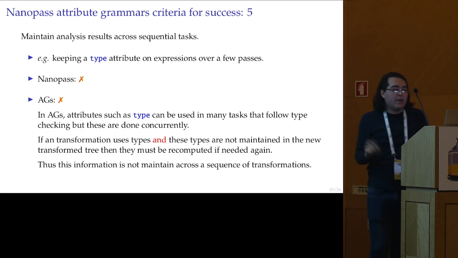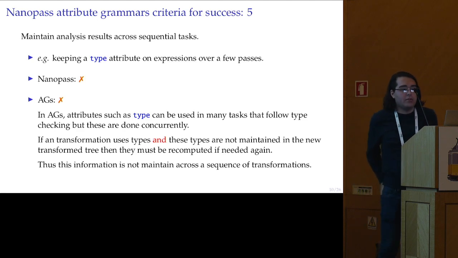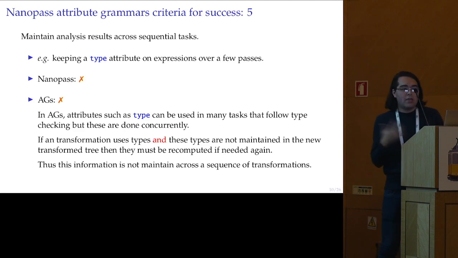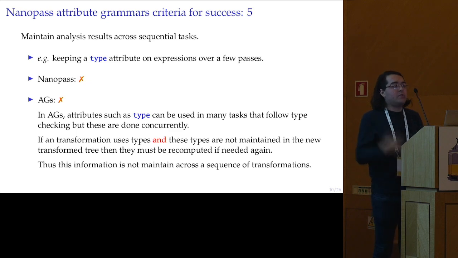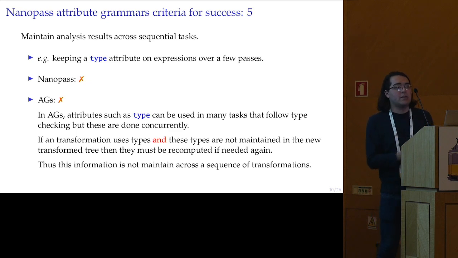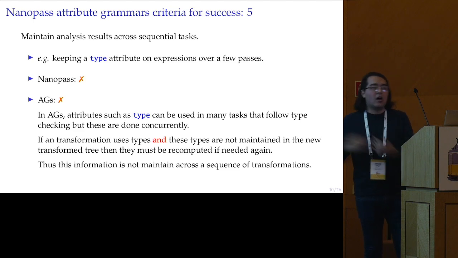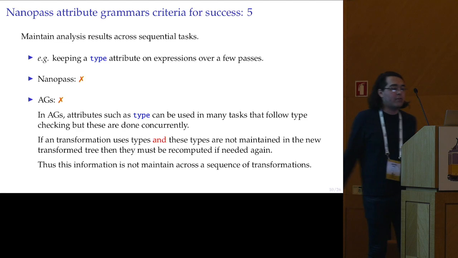Versus in attribute grammars, there isn't a great way to do this. If you're in the normal approach where you've just got one tree and you're doing a bunch of computations over the tree, the attribute's demanded when it's needed, and you don't really need to think about persisting it. But once you start building new trees, nothing's copying that attribute over, so you don't get to keep it by default.